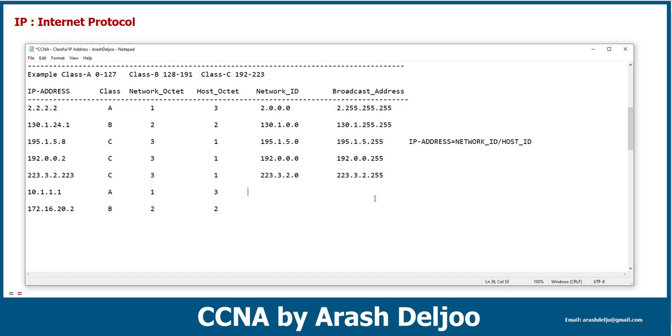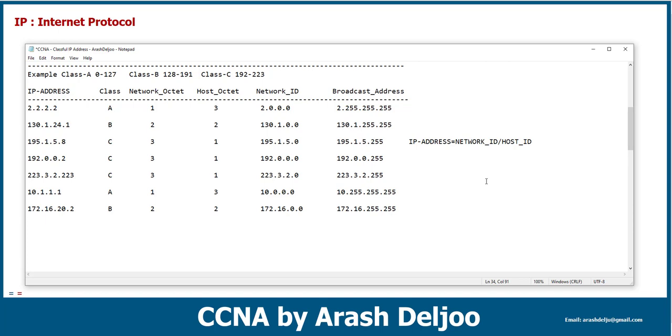After that, 10.1.1, this is a class A address. 10.0.0.0 is the network ID, and 10.255.255.255 is the broadcast address. After that, we have one class B address. 172.16 is the network ID, and we can use 0.0 for the network address. After that, 172.16.255.255 for the broadcast address. Look at here, because we are calling the first part of the address network ID, and the second part of the address host ID.